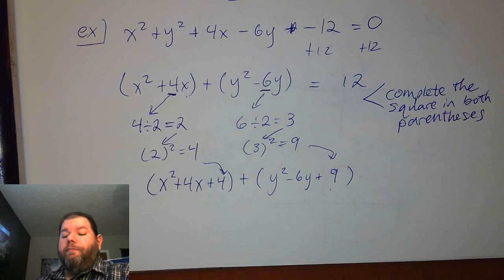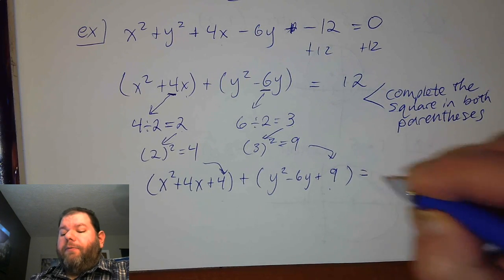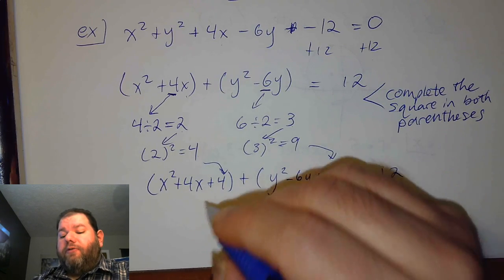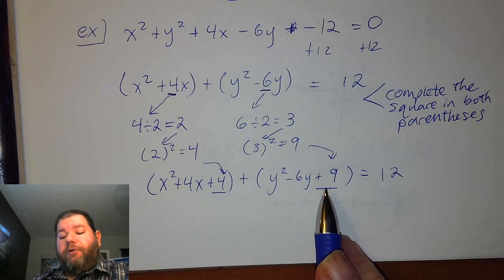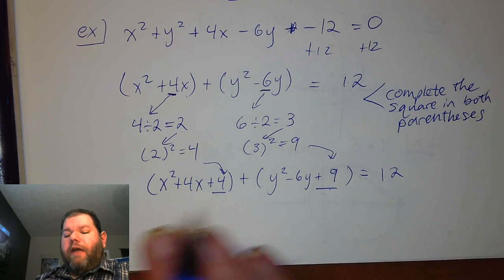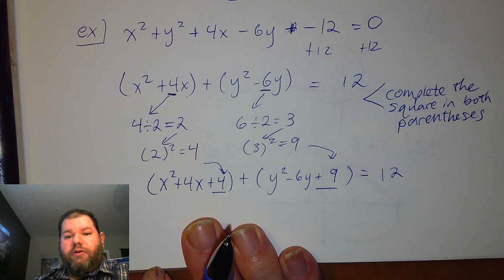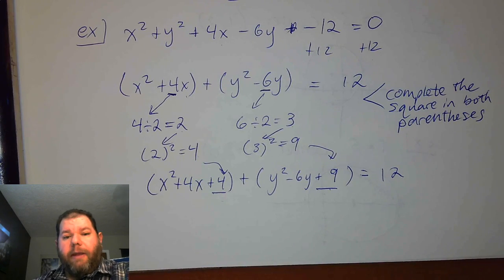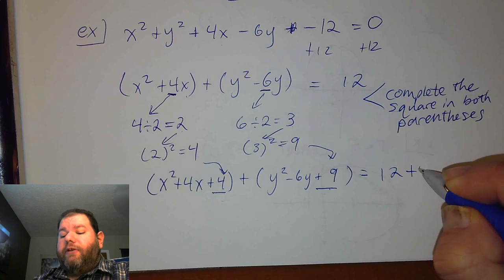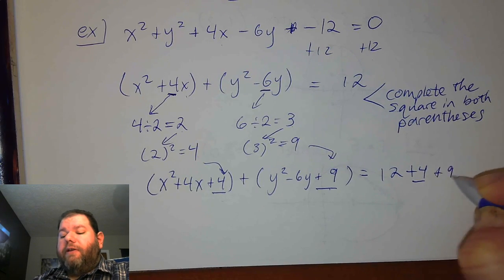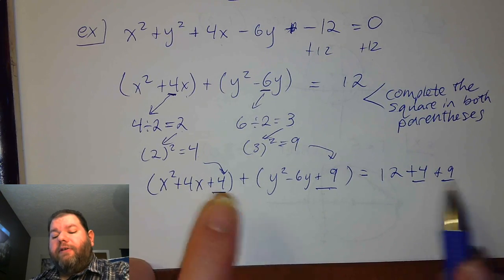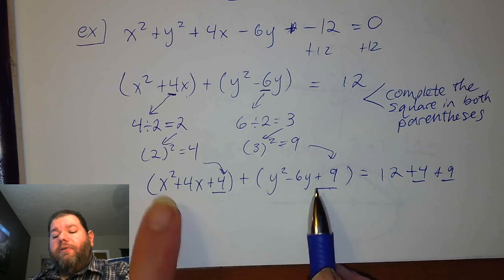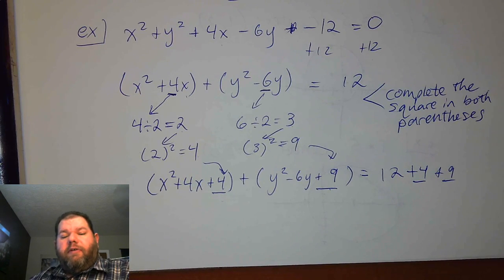Right. Now, remember we still have our 12 on the other side, but the issue is by putting a plus 4 here and by putting a plus 9 here, we've added numbers to the left-hand side of the equation. Now, in order for this equation to remain balanced, we also have to add those same numbers to the right-hand side of the equation. So it's like we added 4 to both sides and we added 9 to both sides, but these two we wanted in a specific location to serve a specific purpose.